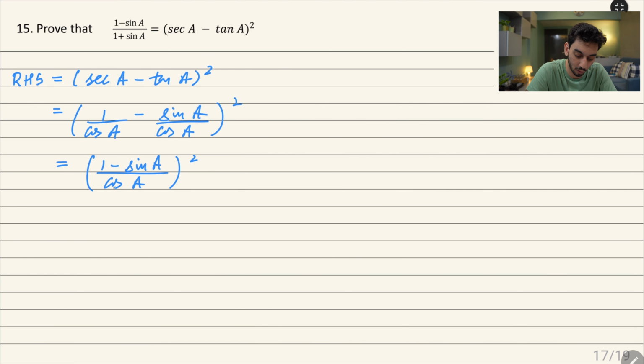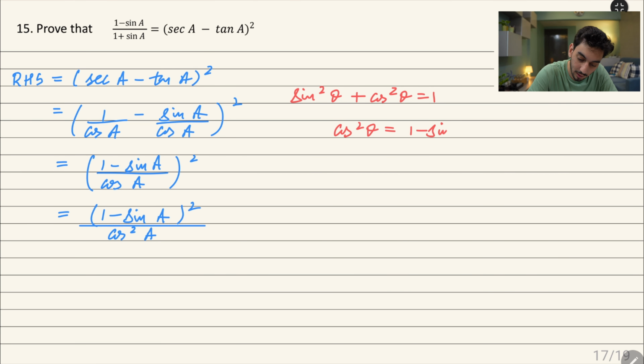I would just trick myself and say that sin square theta plus cos square theta is 1, which means cos square theta is 1 minus sin square theta. So in the denominator, I'll get rid of the cos square A and write it as 1 minus sin square A. So 1 minus sin A the whole square is as it is, and in the denominator I will write it as 1 minus sin square A.